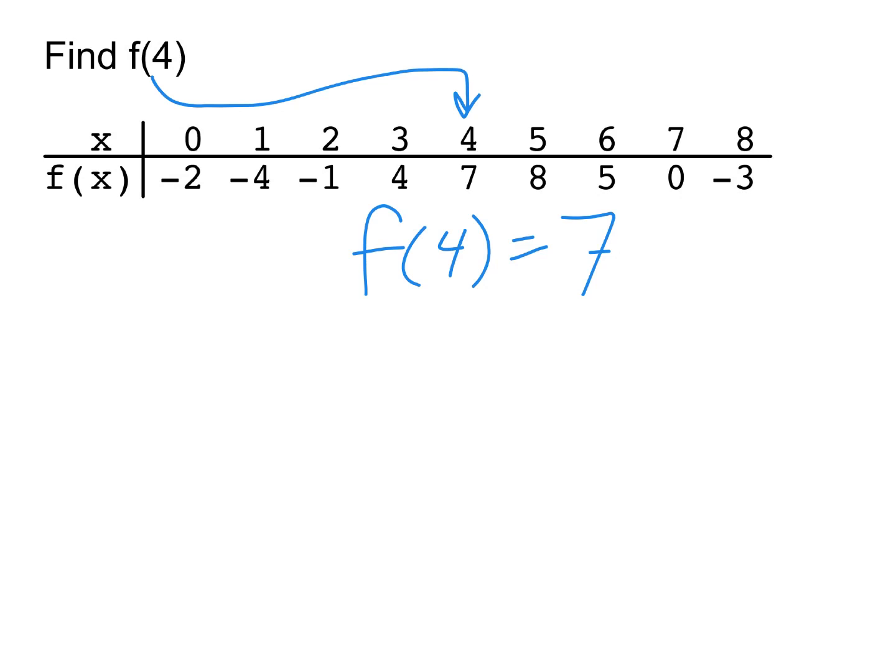We did the exact same thing we did in the previous problem. We basically answered the question, if x is this, what is f? It's just getting used to the notation that we're using to do it.